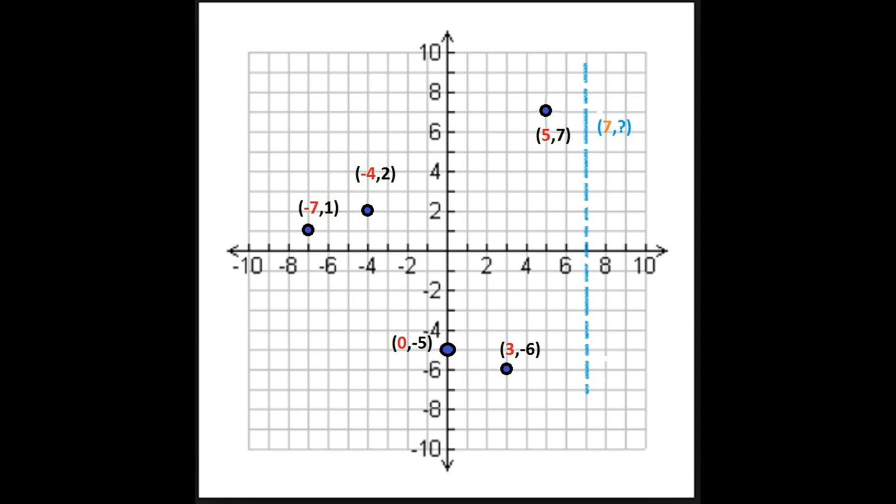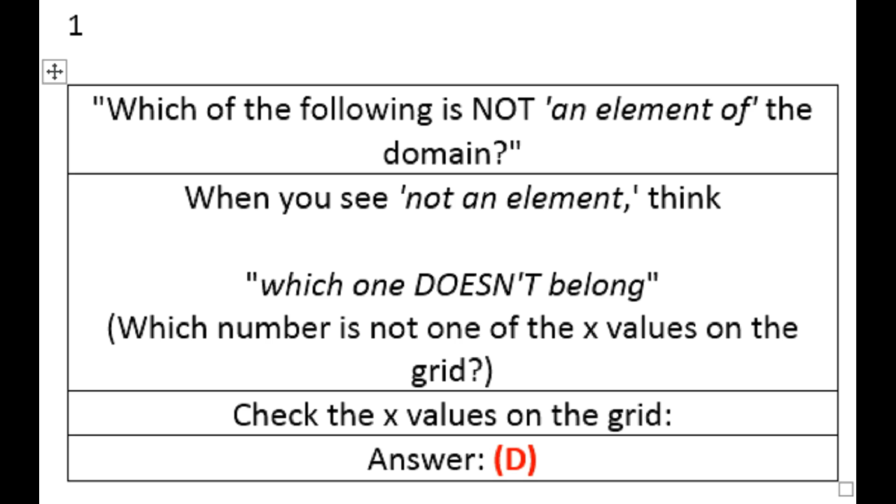So just go back and look at your choices and figure out which one doesn't belong. 7. There's nothing on 7. If we go to 7 on the x-axis, there's nothing there. The answer is D. Okay? All right. That's about it, and we can move on to number 2.